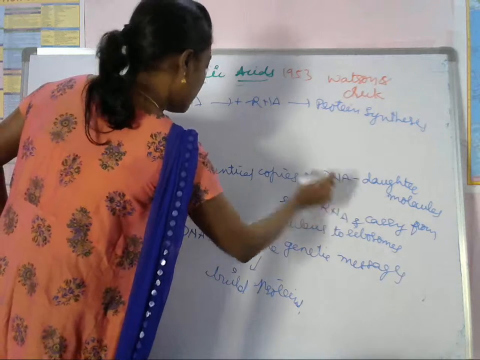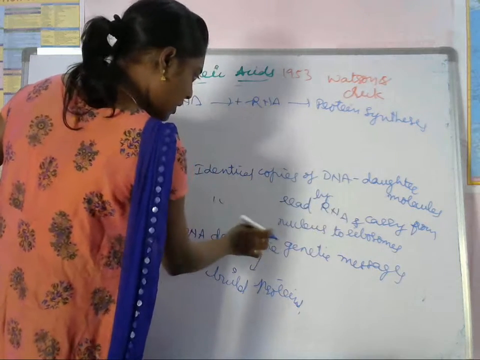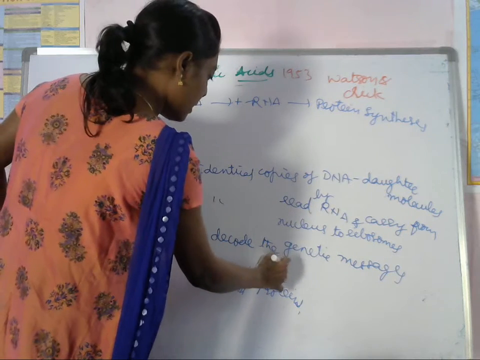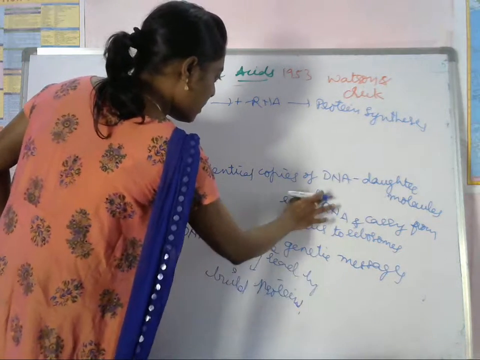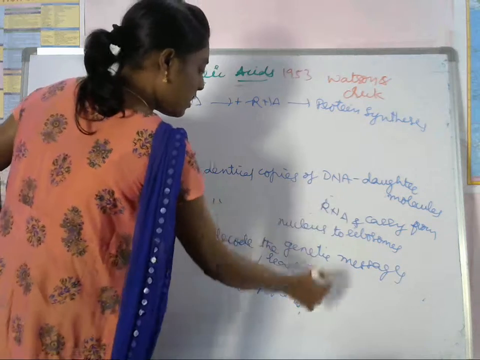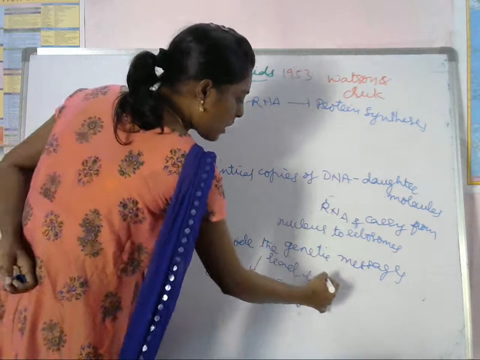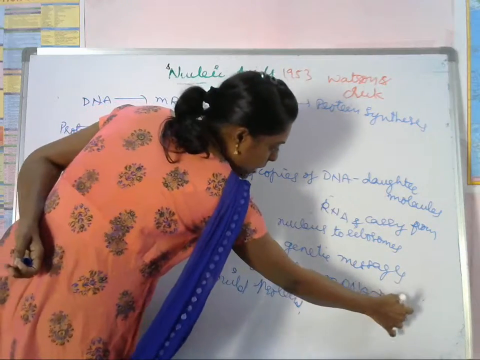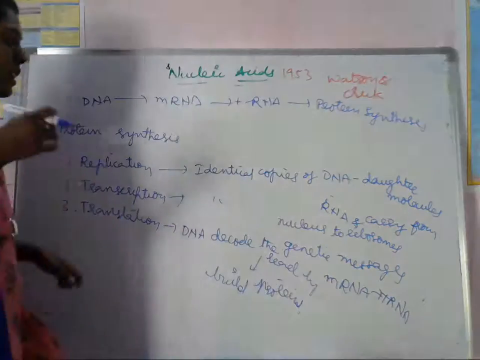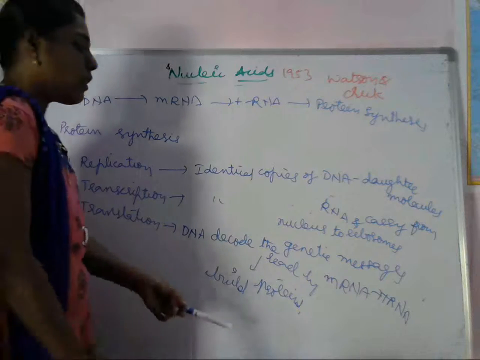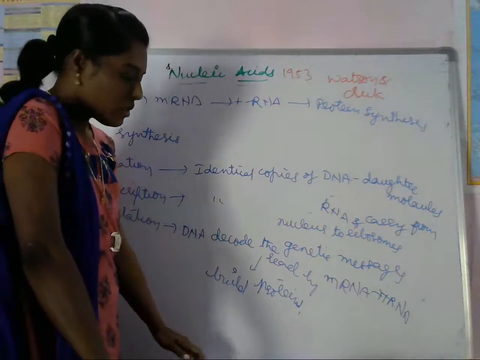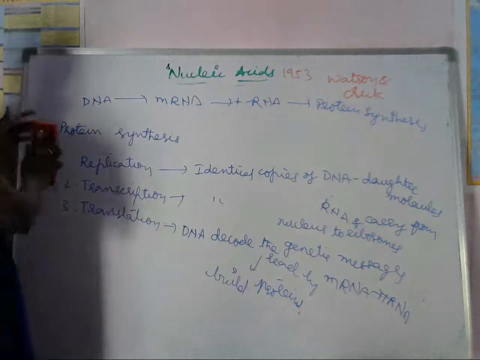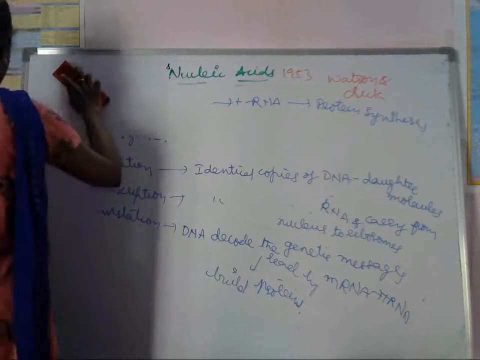The DNA message is decoded and read by mRNA. Then it is transformed into tRNA. This tRNA is helpful for the synthesis of proteins. So let's see the replication process. First one is the replication process.